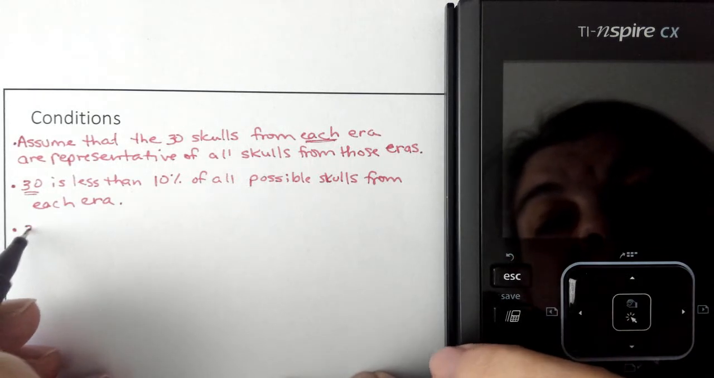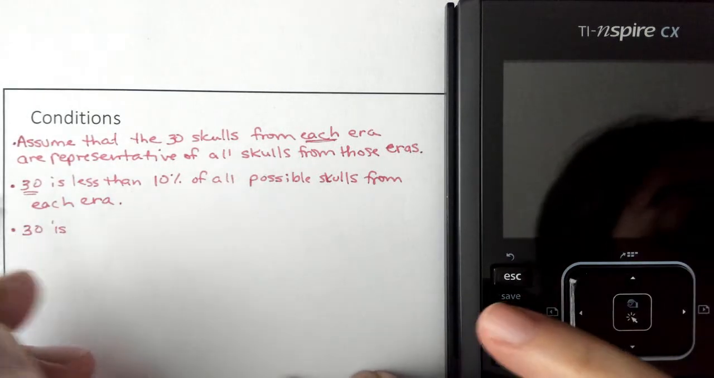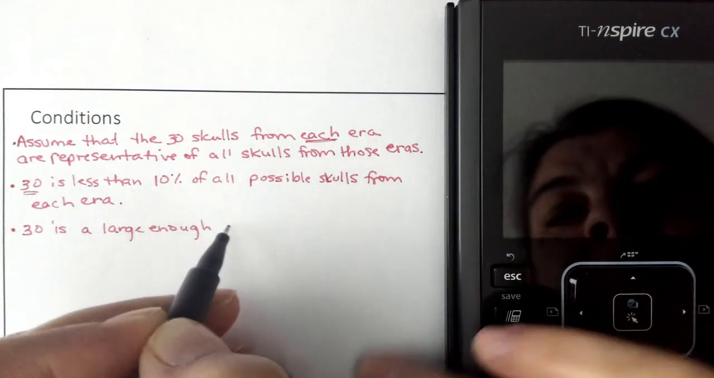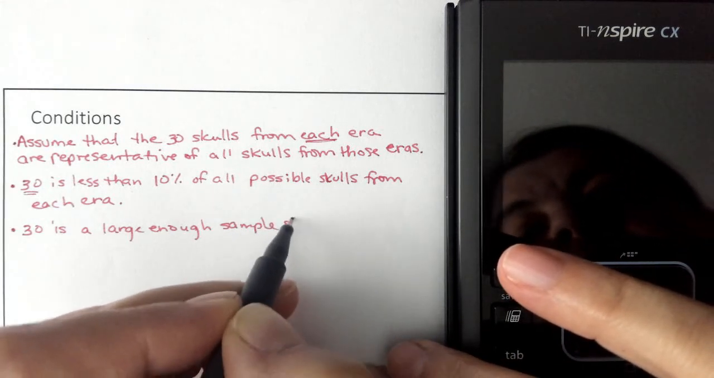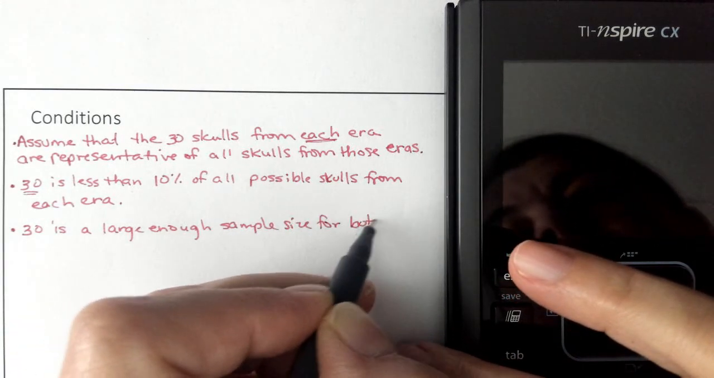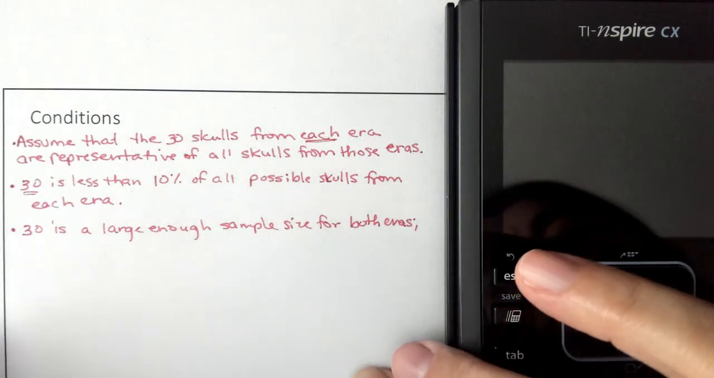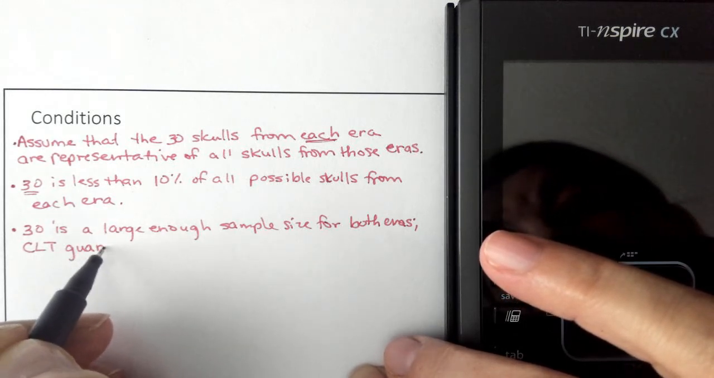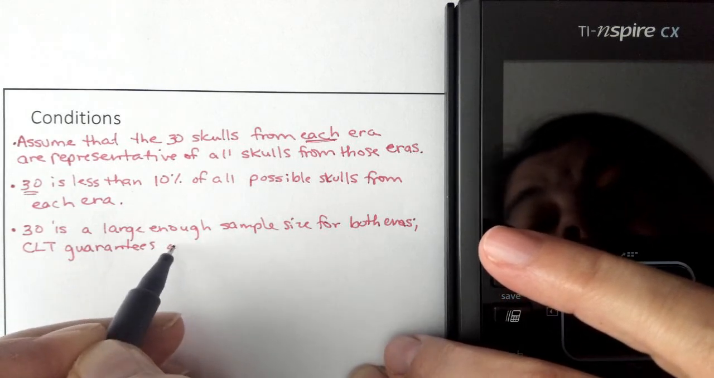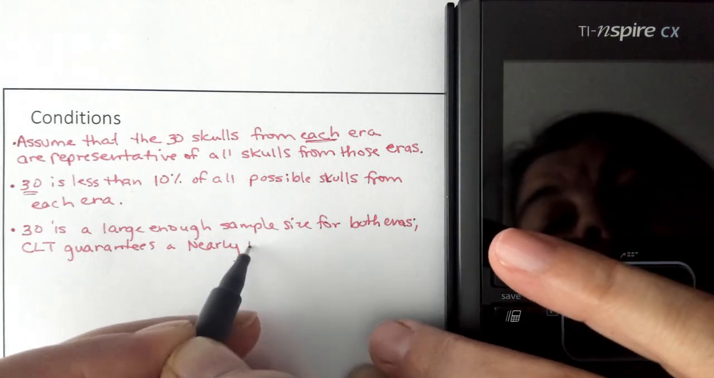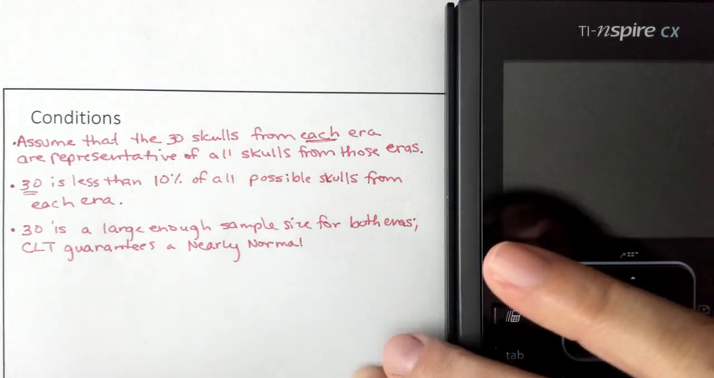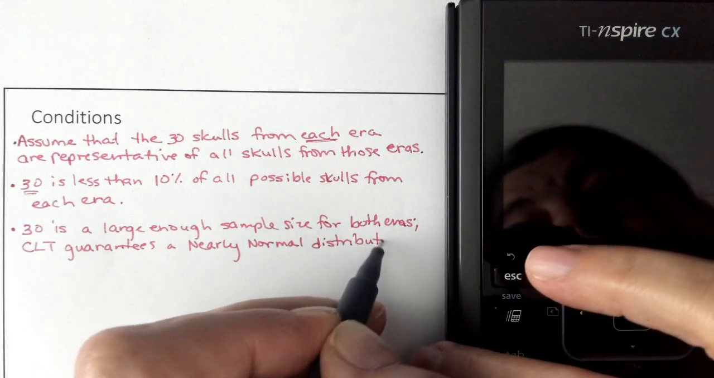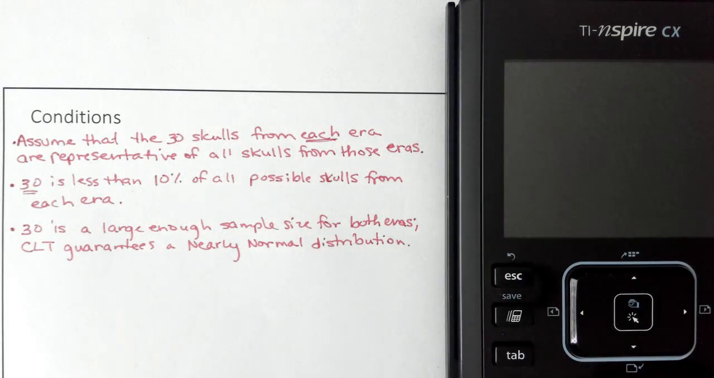So 30 is a large enough sample size for both eras, and we'll say central limit theorem guarantees a nearly normal, or you could say approximately normal, but approximately is a long word, distribution of samples. I'm just going to say nearly normal distribution.